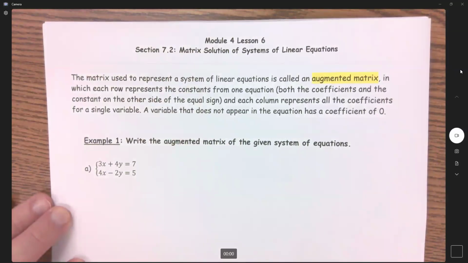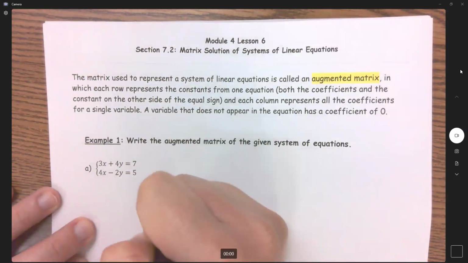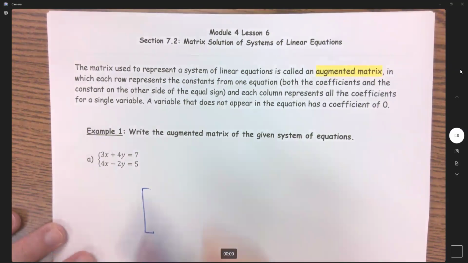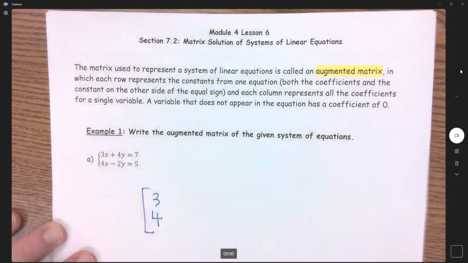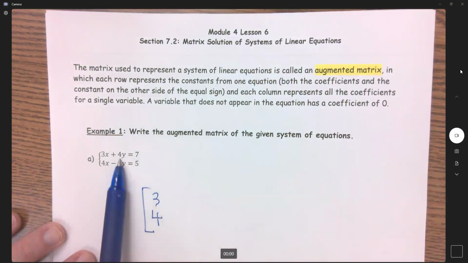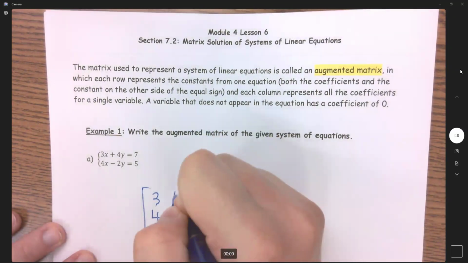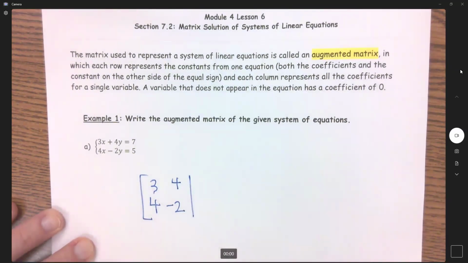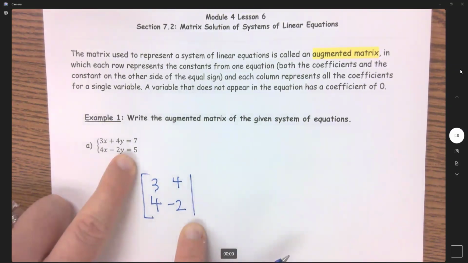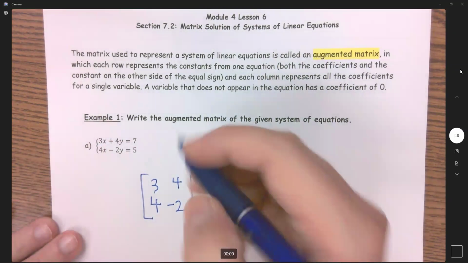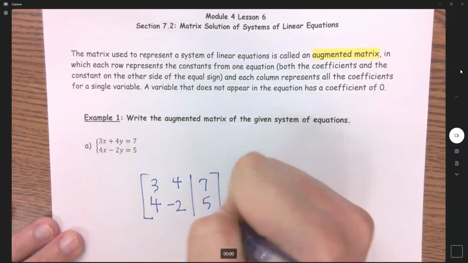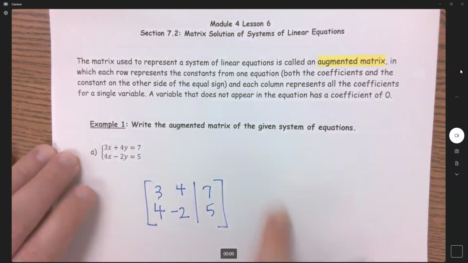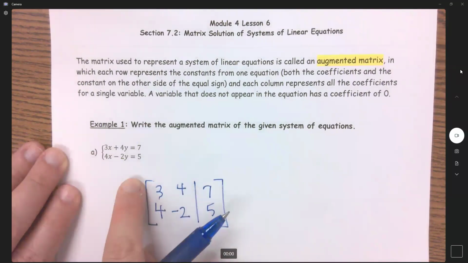For this one here, to write it in an augmented matrix, all we are doing is writing the coefficients. So here my x coefficients are 3 and 4, so that becomes my first column. My y coefficients are 4 and -2. More times than not, you're going to see a bar in your augmented matrix, and that represents those equal signs. And then what's on the other side is a 7, 5. And that is it. That is my augmented matrix. Okay, so this augmented matrix represents this system of equations.